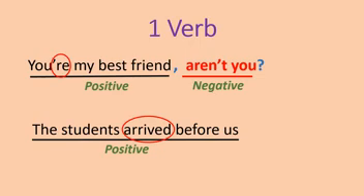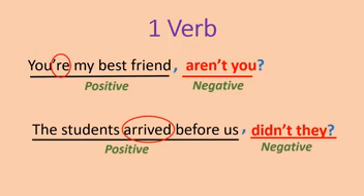So we have to write the question tag in past tense itself because we cannot change the tense of the sentence. So we put a comma first and then the past tense negative form of this word, which is didn't. So the students arrived before us, didn't they? Which is a negative question tag.